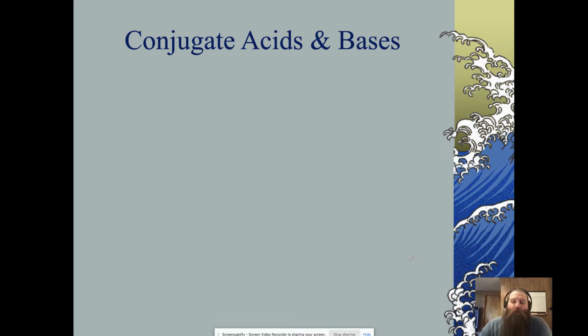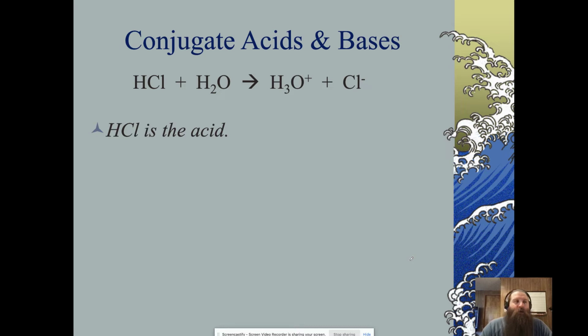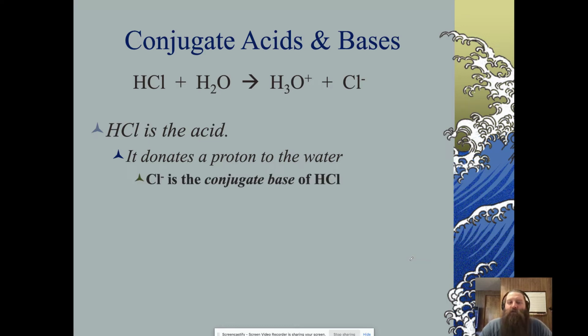Now, what about the other things that are in our formulas with acids and bases? What do we call them? Well, they are the conjugate acids and the conjugate bases. So let's talk about how we identify those. In this case, we've already looked at this equation. We know that HCl is our acid because it's going to donate a proton to the water. All right, that's what it's going to do. The thing that is left over after proton donation is called the conjugate base of the acid. So here's my acid. This is what's left over, right? It's missing one hydrogen. So it is the conjugate base.